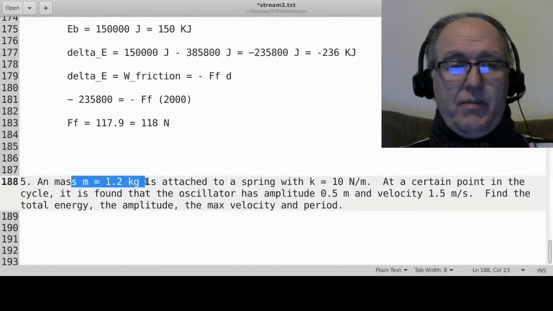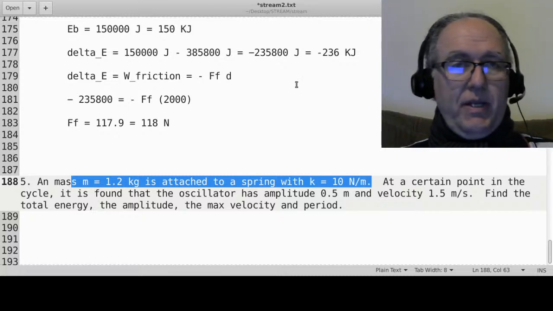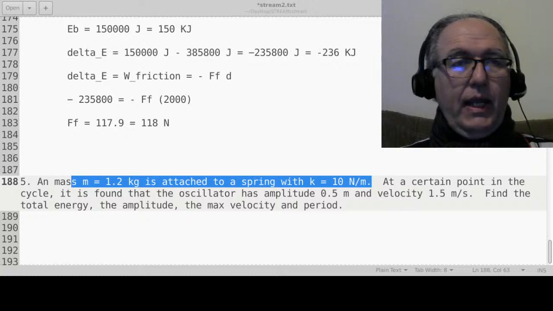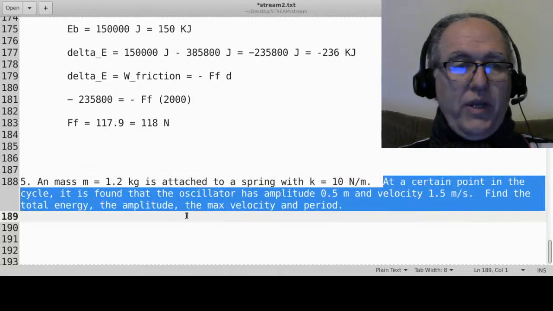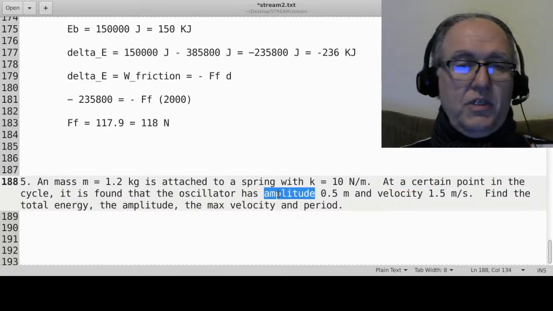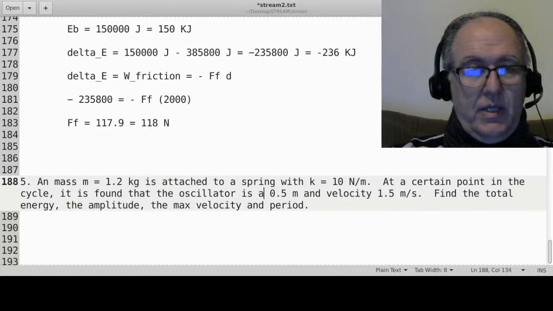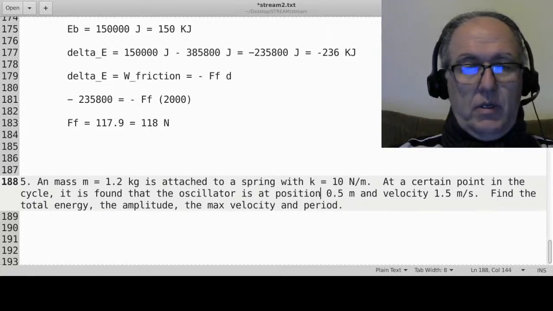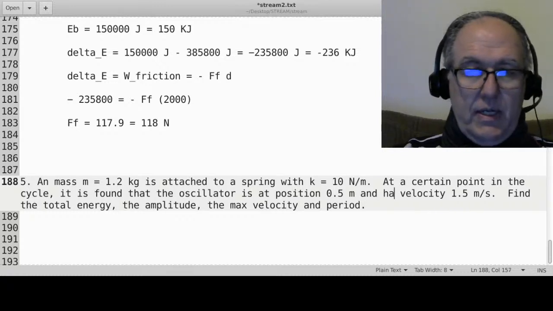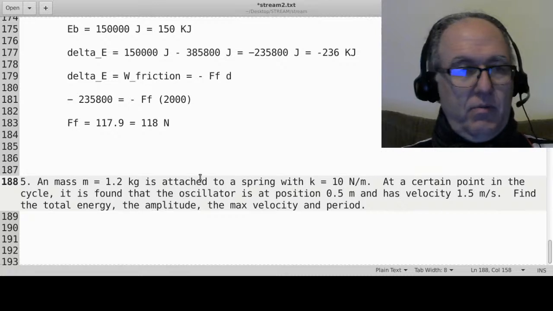A mass of 1.2 kilograms is attached to a spring with k equals 10 newtons per meter. Okay, so far everything in MKS. And at a certain point in the cycle, it is found that the oscillator has an amplitude. Oh, I shouldn't have said amplitude. At a point in the cycle, the oscillator is at position 0.5 meters and has velocity. Okay, does that read right? Let me read it again.